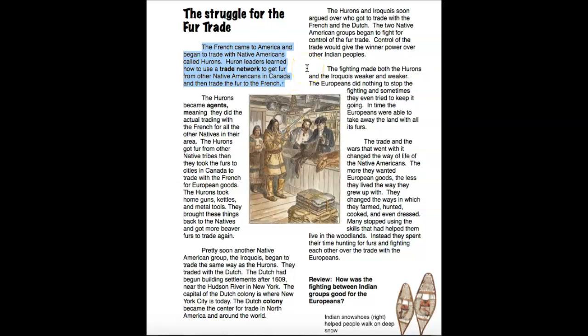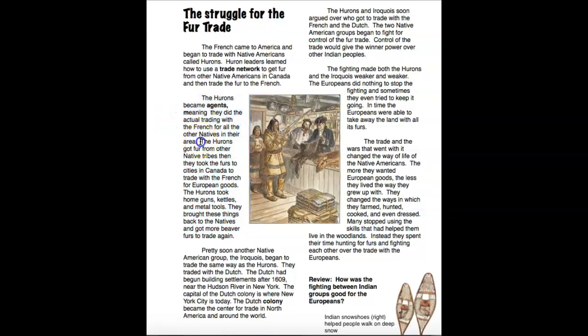Let's continue. Huron leaders learned how to use a trade network to get fur from other Native Americans in Canada and then trade the fur to the French. So the Hurons are getting fur and trading the fur to the French. Okay, let's read a little bit further. The Hurons became agents, meaning they did the actual trading with the French for all the other natives in their area. So they did the trading. So the Hurons are the ones who are trading, not just for themselves, but for other natives, according to what that says, according to this detail.